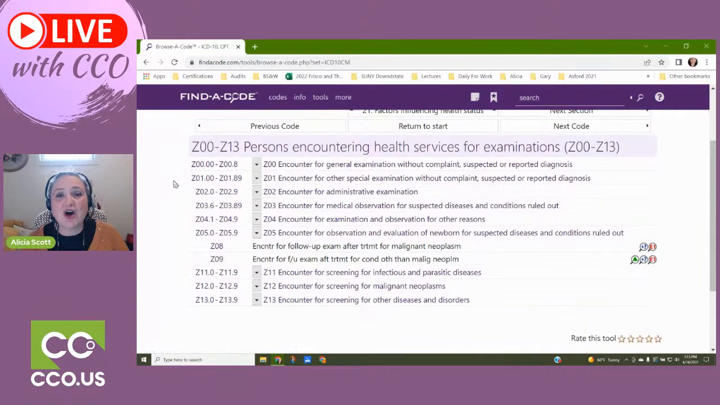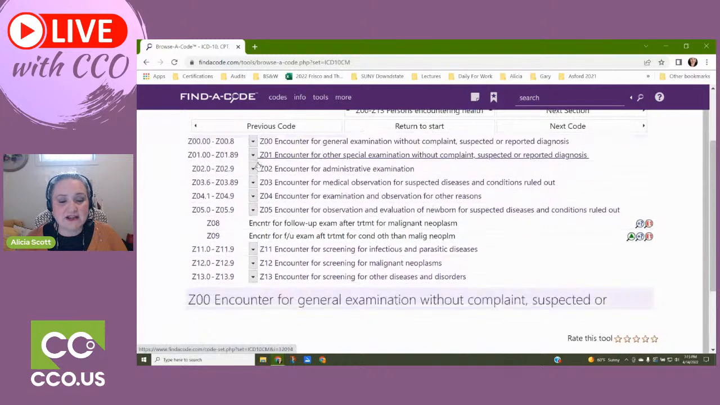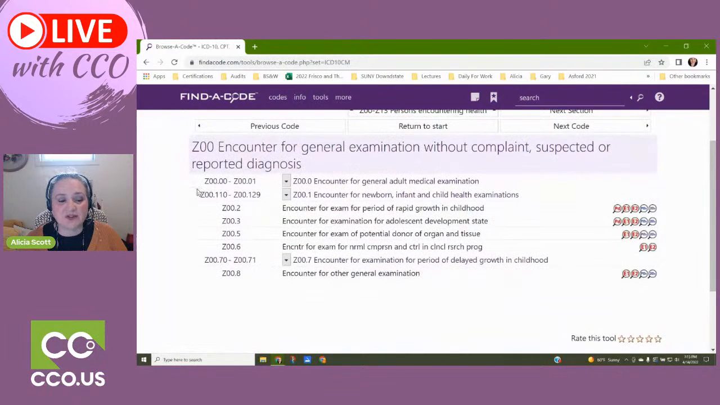Z00.00. I always remember this code as the zoo code. It means you went to the doctor, you don't have anything wrong with you, but you've got to go to the doctor, whether it be for a specific visit or to get refills or whatever. And usually when you go to the doctor and you're in the waiting room, it can be quite a zoo. That's how I remember it.